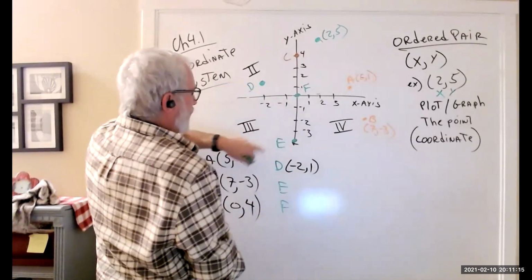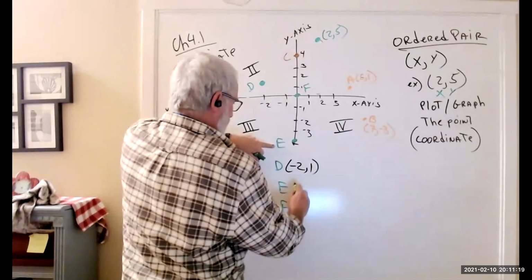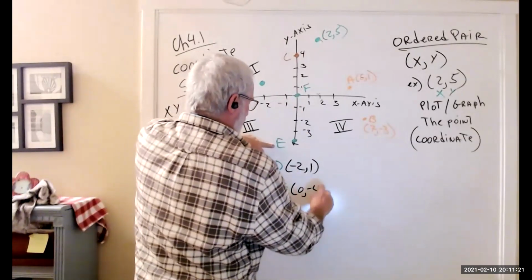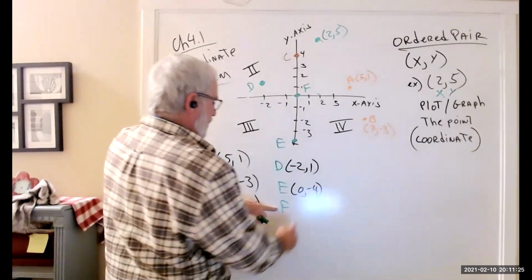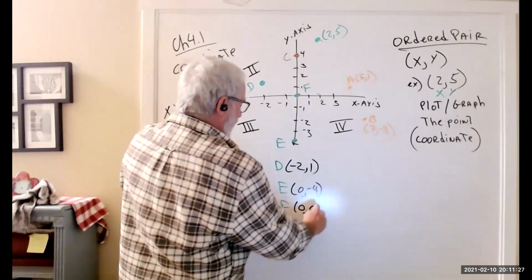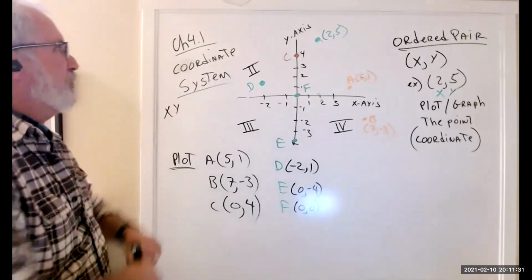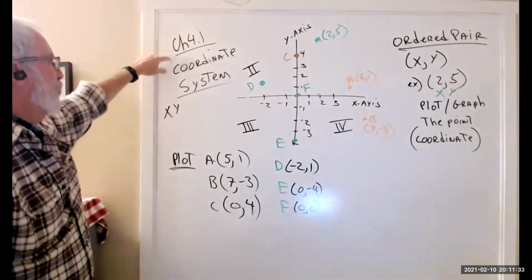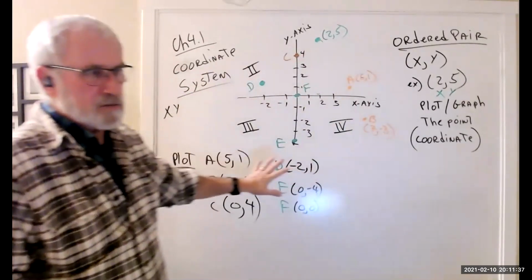Okay. Anybody else want to take E? 0, -4. Yeah, I'll take that. That would be perfect. And F, anybody? 0, 0. You got to have 2 numbers there. I heard it twice. Okay, so that's the first part of section 4.1, just a quick introduction to the coordinate system.